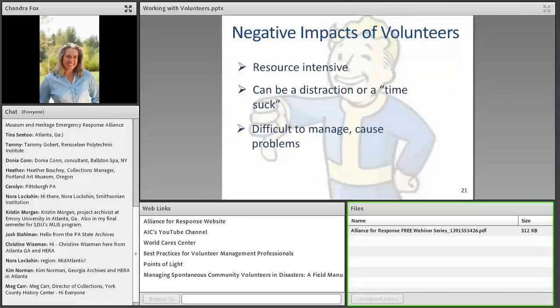They can themselves be difficult to manage, and they can cause problems if they're not following directions, if they are going off on their own tangent, if they're not paying attention. All of those sorts of things can create problems. And probably most important and most commonly cited when we talk to folks about negative impacts of volunteers is simply the safety concerns. There are so many safety concerns around volunteers for many, many reasons, and we'll get into that a little bit more later.